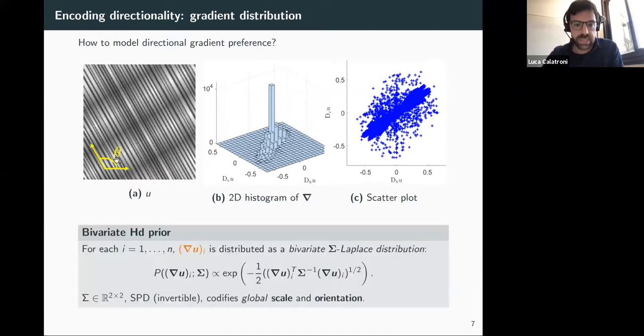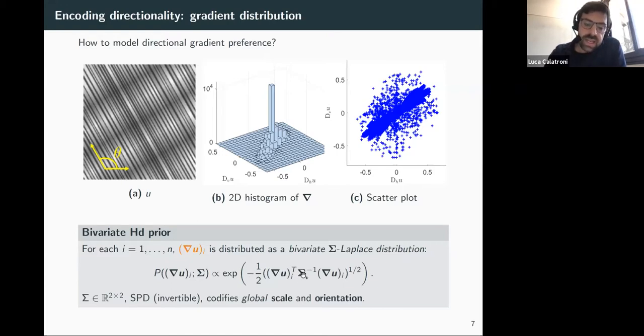And how can we model this? The first idea is to look at some prior distribution acting locally on the gradient and not on its magnitude, assuming in particular that this quantity is locally distributed as a Laplace distribution defined in terms of a covariance matrix sigma, which is a 2 times 2 SPD matrix, hence invertible, so that this is well defined. Here I'm not writing the constants because I want you to focus on this term, but I will make them precise in the following.